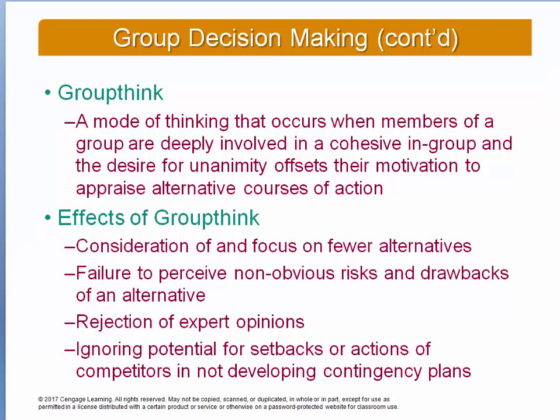All right, so the effects of groupthink. Consideration of a focus on fewer alternatives. That's certainly part of it. A failure to perceive risk or drawbacks of this choice, like shooting a spaceship off when it's too cold and the seals aren't working. Rejection of expert opinions. Yeah, we know the experts said this, but we think it'll be okay. Why do you think it'll be okay? Because we do. We're all in this room here.